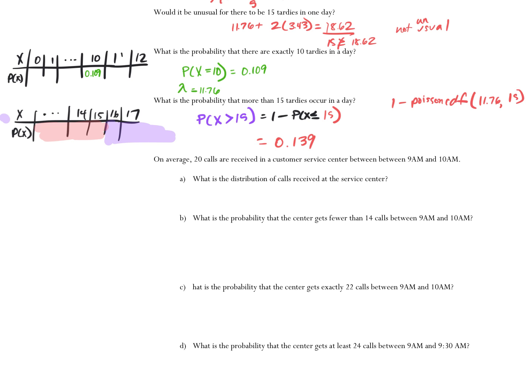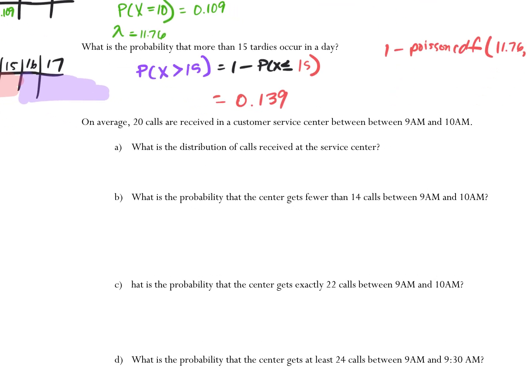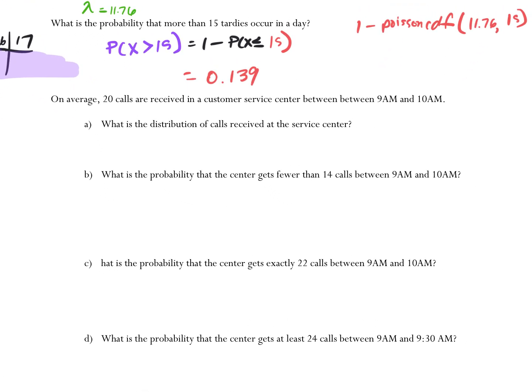All right. On average, 20 calls are received at a customer service center between 9 and 10. Okay, as I look at this, the minute I see this, I see a range of times. The minute I see that range of times, that is my cue that I need to pick Poisson. So when I say what is the distribution, you guys, I want you to say the name and then what are the important features. And for Poisson, the important feature is the mean.